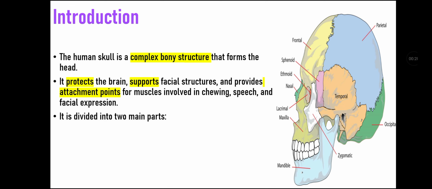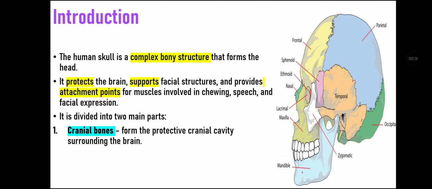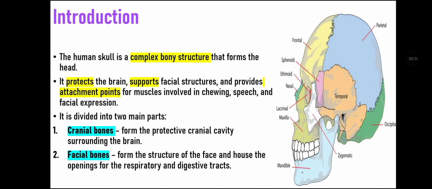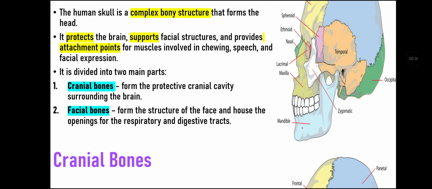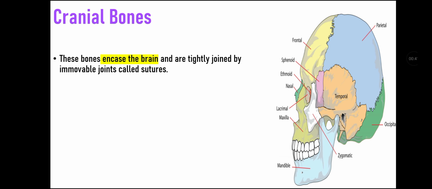It is divided into two main parts: cranial bones that form the protective cranial cavity surrounding the brain, and facial bones that form the structure of the face and house the opening for the respiratory and digestive tract. Now let's start with the cranial bones. These bones encase the brain, are tightly packed, and are joined by immovable joints that are called sutures.